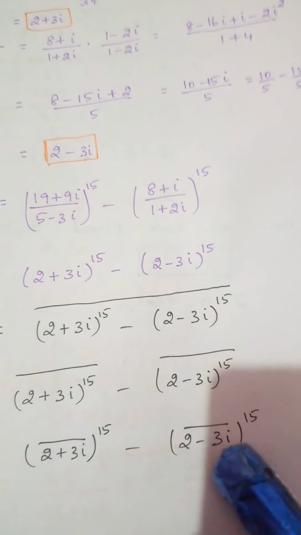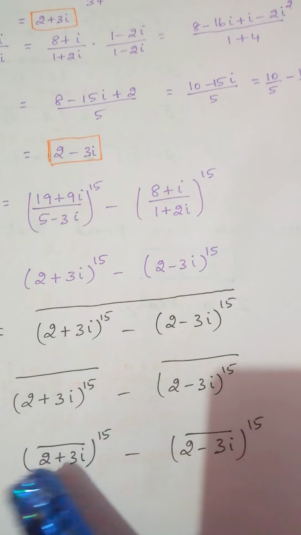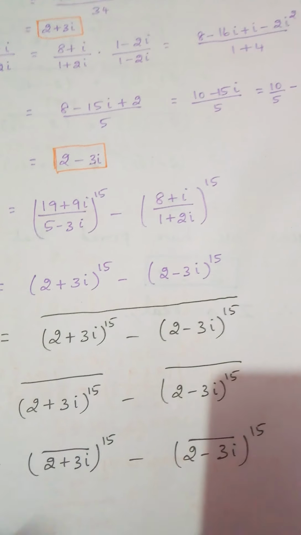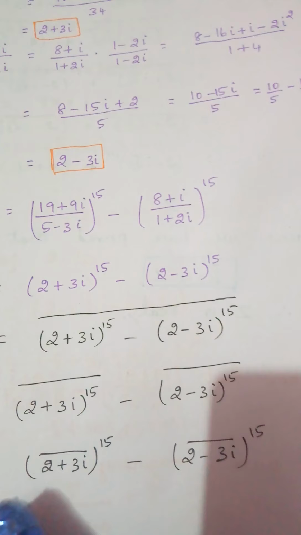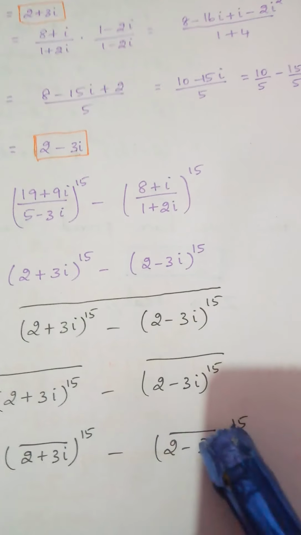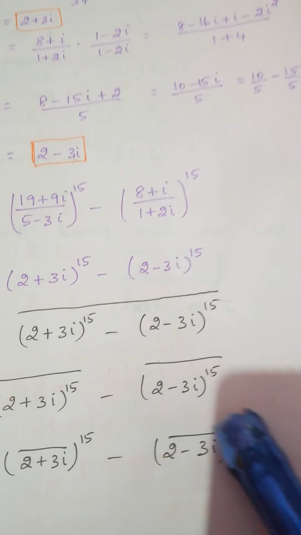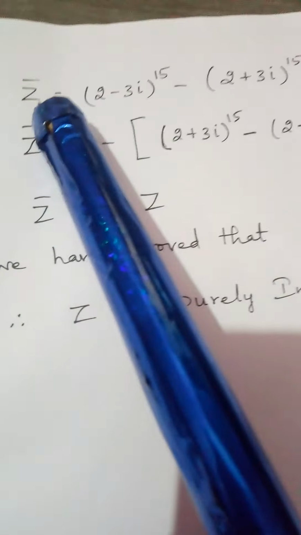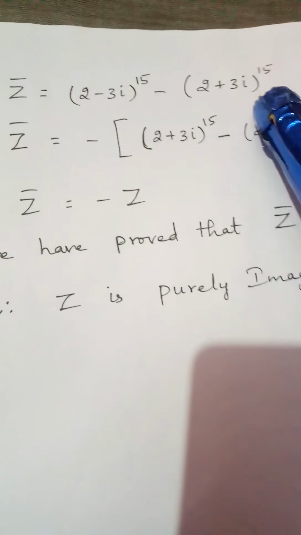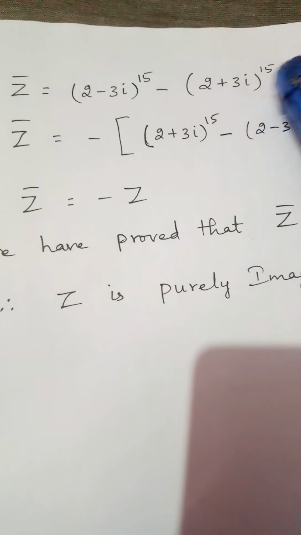I think you would have understood this. Can you tell what is the next step? 2 plus 3i bar. What is the answer? 2 minus 3i. What is the answer for 2 minus 3i bar? 2 plus 3i. That is written here. Z bar is equal to 2 minus 3i power 15 minus 2 plus 3i to the power of 15.